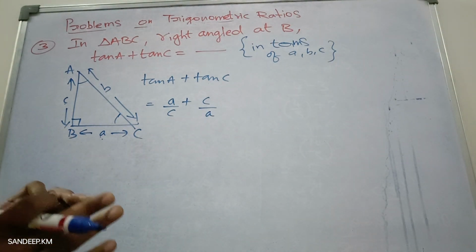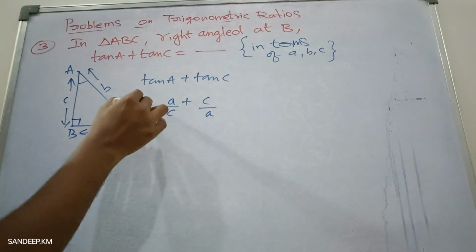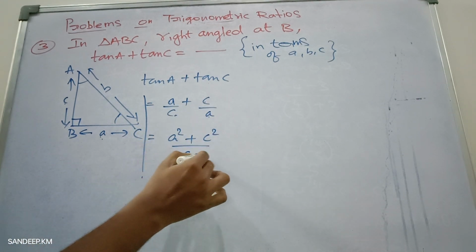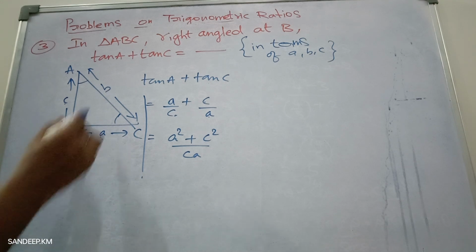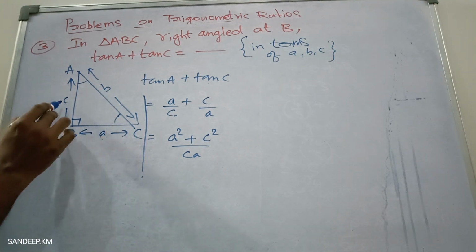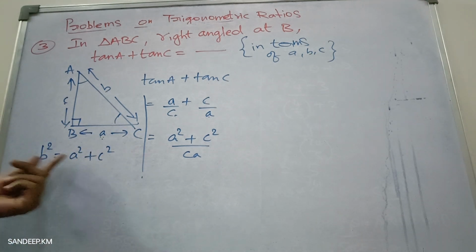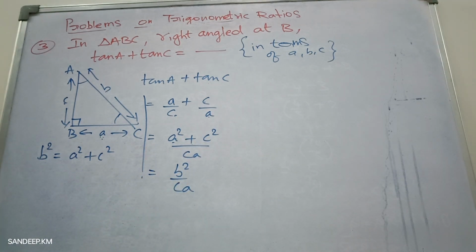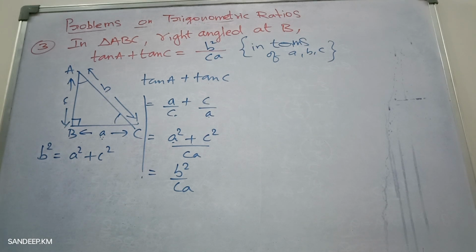So I got the answer only in terms of a and c, but we need the answer in terms of a, b, c. So let us continue, which is equal to a into a, a square, plus c into c, c square, divided by c into a. And dear students, in right angle triangle we can use Pythagoras theorem, which says that the square of the hypotenuse is equal to the sum of the squares of the other two sides, which means a square plus c square. Now I can use this a square plus c square as b square. So it is b square by ca. This is the answer, dear students. Therefore tan A plus tan C is equal to b square by ca or b square by ac. Simple question, right? Let us go for the next question.